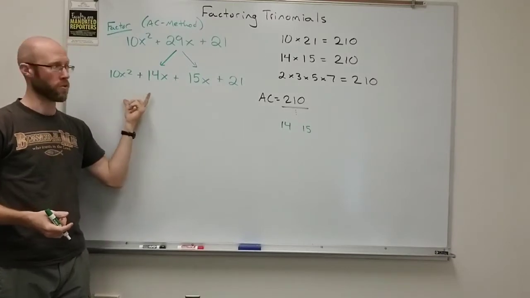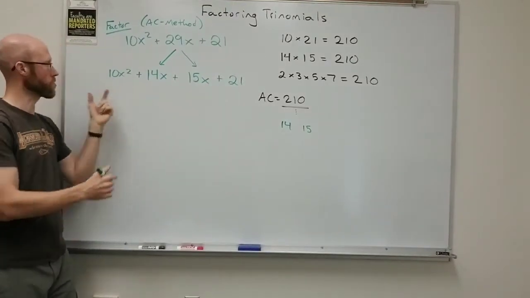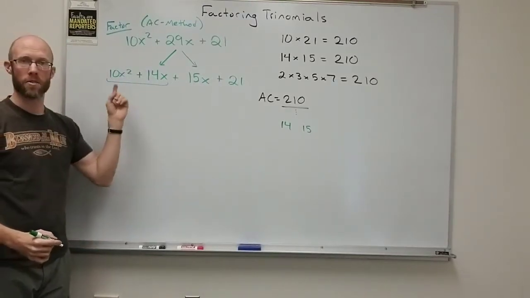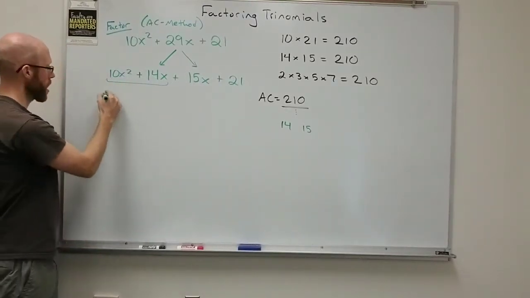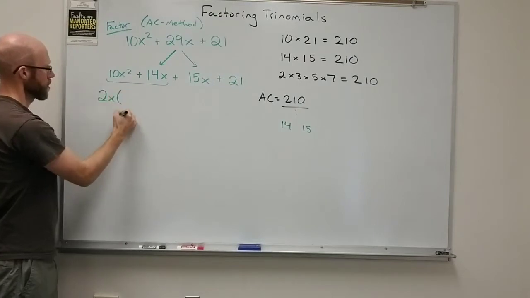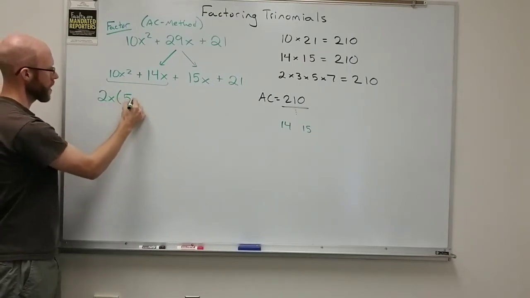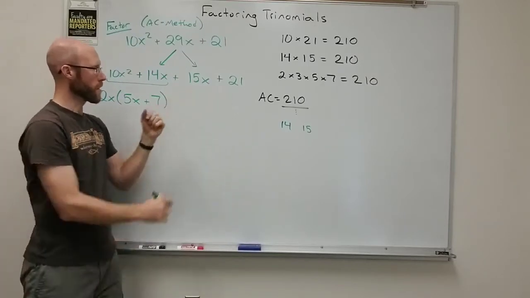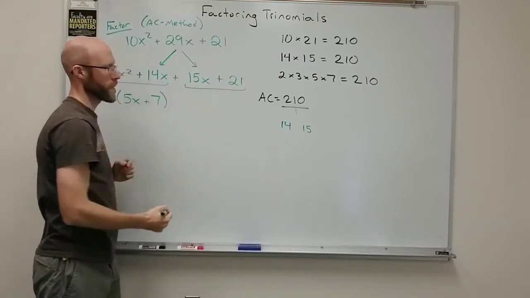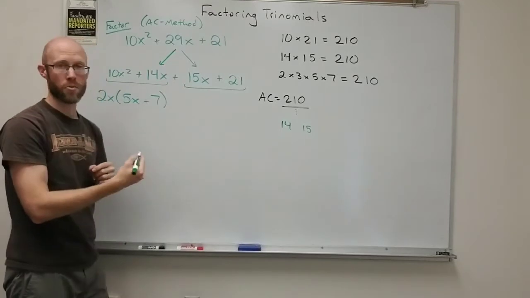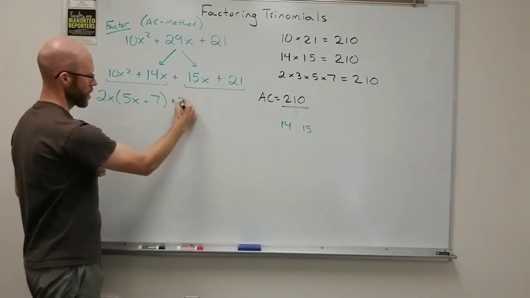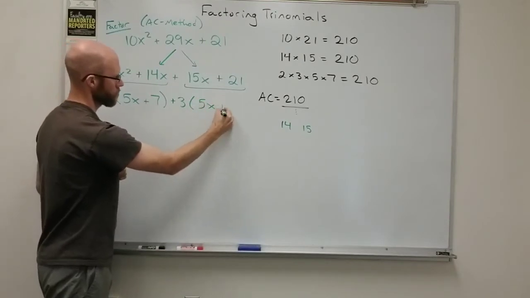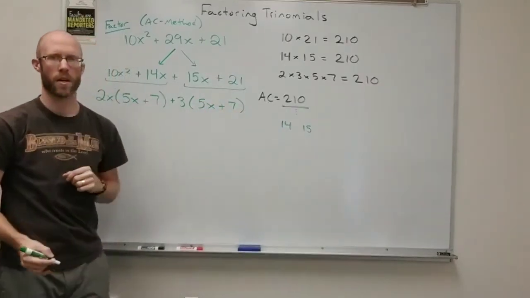Remember, we did grouping with 4 terms, where you take the first 2 terms together, pull out a greatest common factor. Here I have a 2 and an x that are common, and that'll leave a 5x plus 7. And in the last 2 terms, 15x plus 21, there's a 3 that is common. So I would take a plus 3, pull that out, and I get a 5x plus 7. Okay.